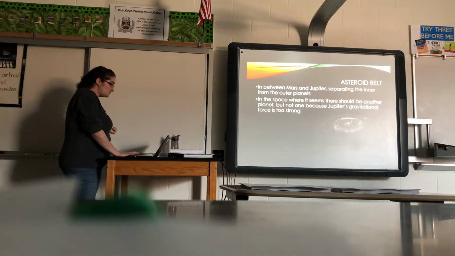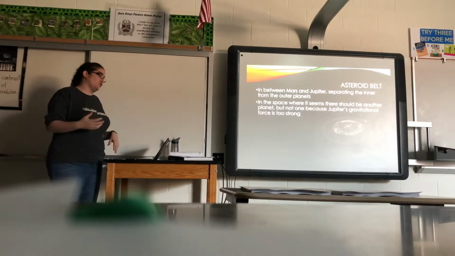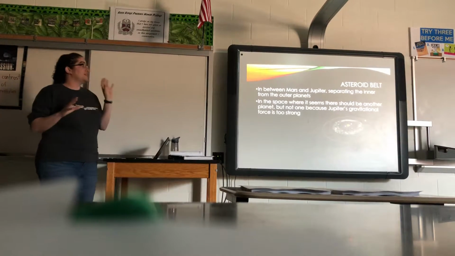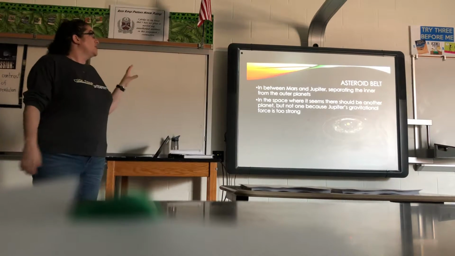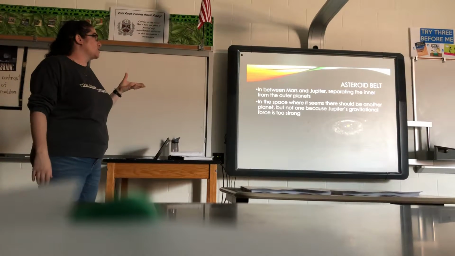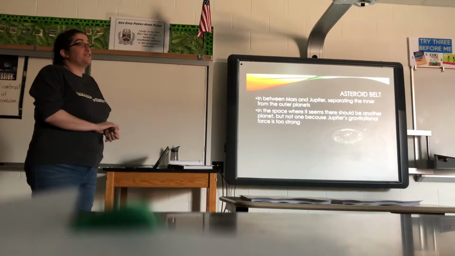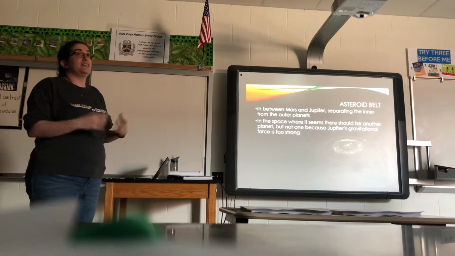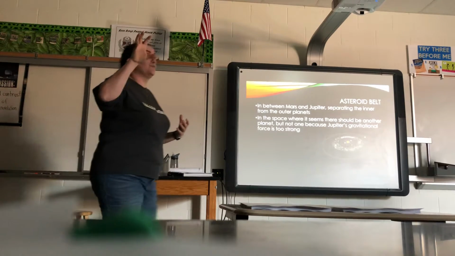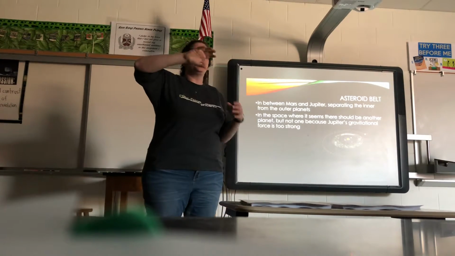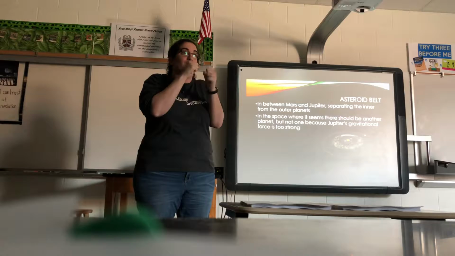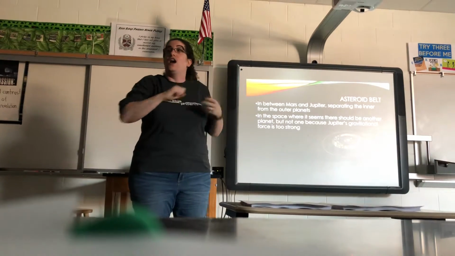All right. So in between Mars and Jupiter, separating the inner and the outer planets is the asteroid belt. This seems to be a place where there should be another planet, but there isn't one. Now, there are different theories about this. Some say that it didn't form there because Jupiter's gravity was so strong that it prevented the planet from actually solidifying and creating its own center of gravity.